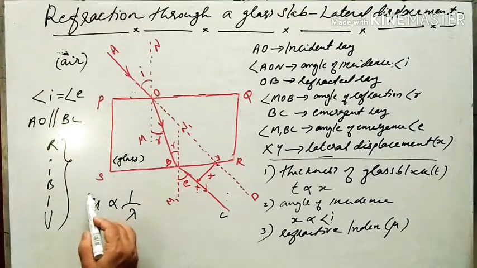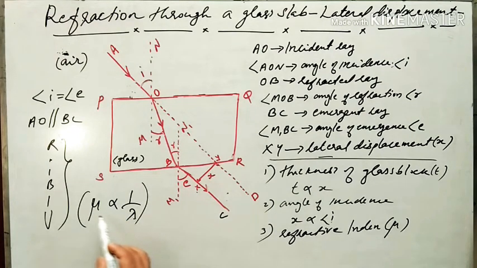I can write: more the wavelength, lesser will be the refractive index. Lesser the wavelength, more the refractive index. So I can say that since refractive index increases with decrease in wavelength, the lateral displacement increases with decrease in wavelength. So lateral displacement is inversely proportional to the wavelength.